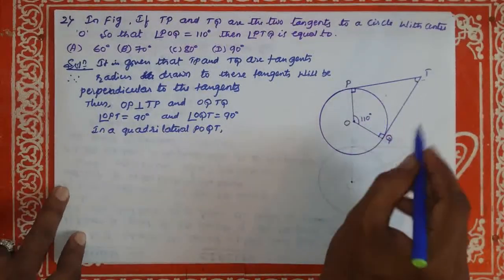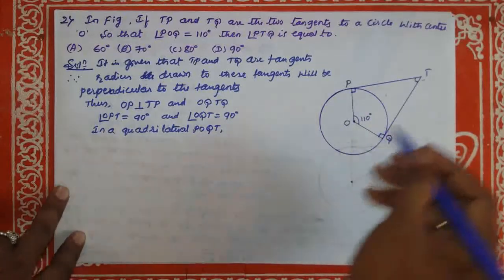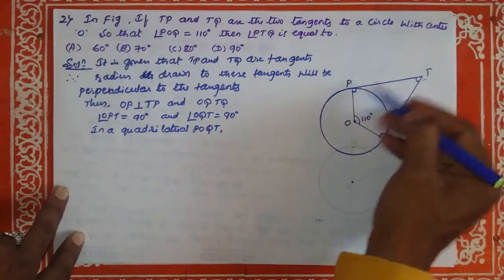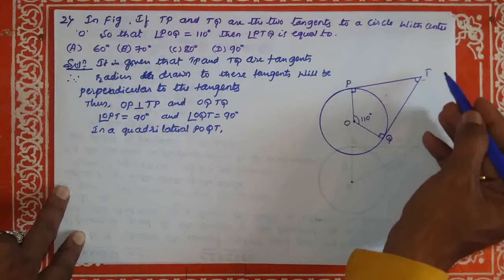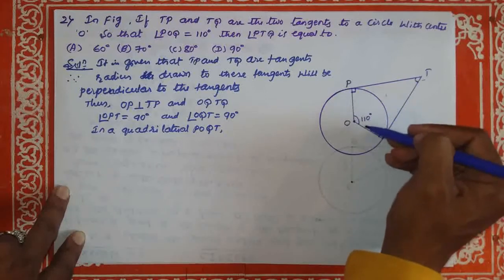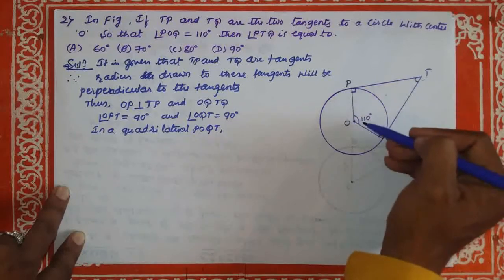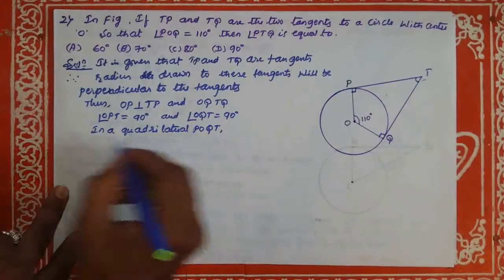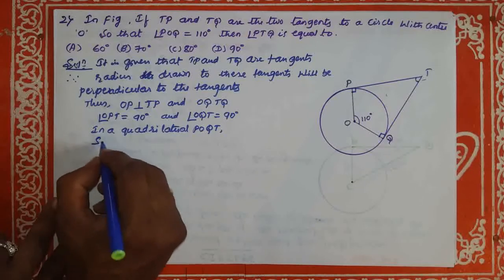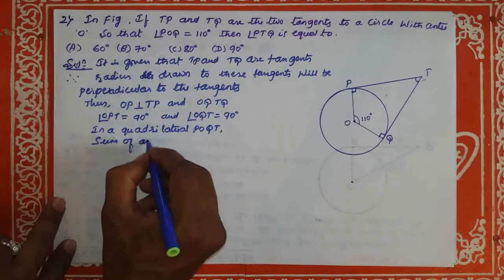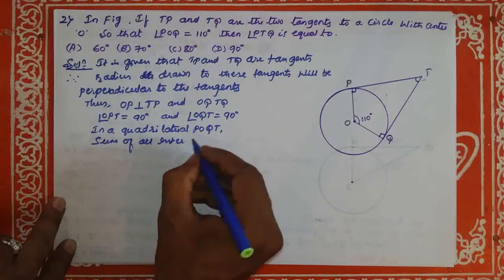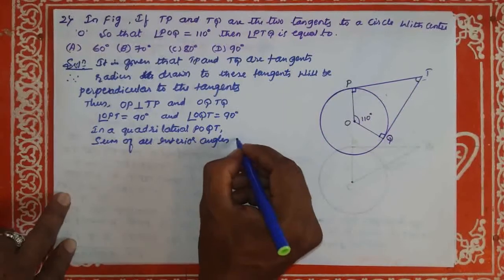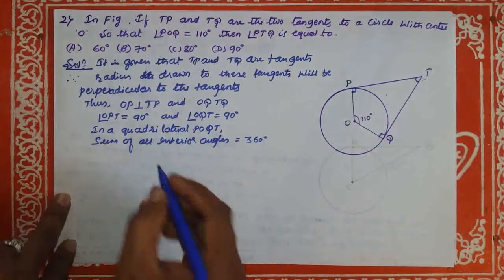the sum of all interior angles is equal to 360 degree. Here angle P is 90 degree and angle Q is also 90 degree, so the opposite angles sum to 180 degree. Directly we can do 180 minus 110, which is equal to 70 degree. Or you can do it like this also: in quadrilateral POQT, the sum of all interior angles is equal to 360 degree.